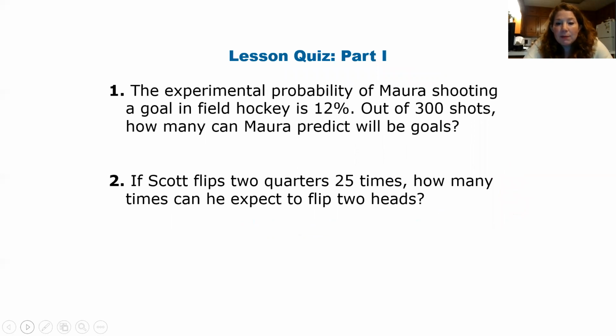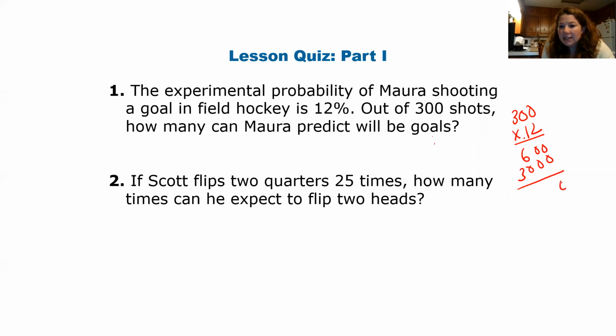All right, the experimental probability of Mara shooting a goal in field hockey is 12% out of 300 shots. How many can Mara predict will be goals? All right, you guys do these two problems and then check your answers, please. So on number 1, we're multiplying 300 times 0.12. There are 2 numbers behind the decimal, so this one's 36. Did you guys get that?